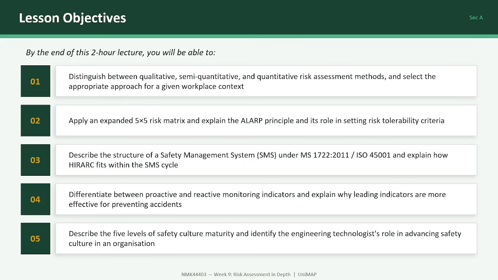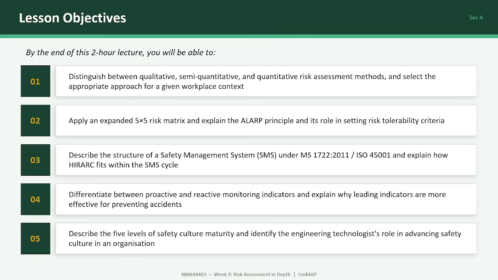Let us go through the 5 objectives for today. These are sequenced deliberately. Each builds on the one before it. Objective 1. Distinguish between qualitative, semi-quantitative, and quantitative risk assessment methods, and select the appropriate approach for a given context. Not all workplaces need the same level of rigor. Knowing which tool fits which situation is a professional competency.